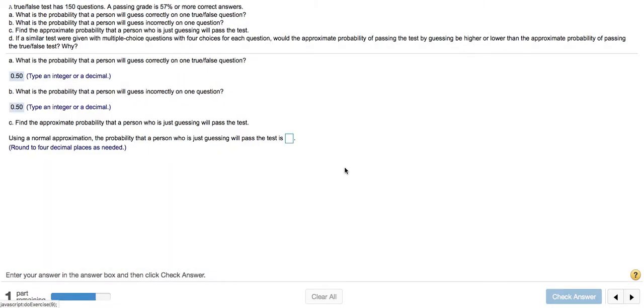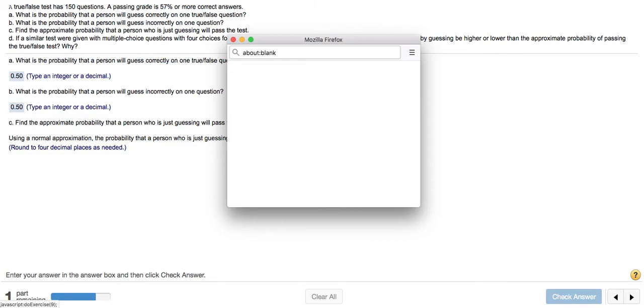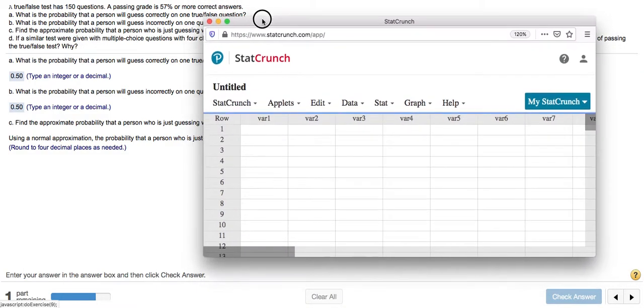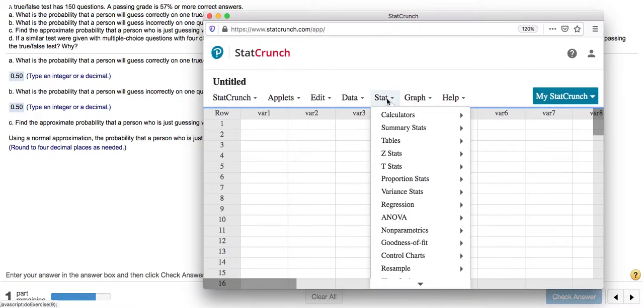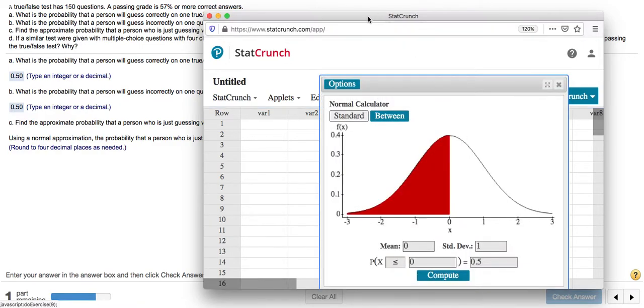And part C says, find the approximate probability that a person who is just guessing will pass the test. And we're going to use the normal approximation to figure this out. So in StatCrunch, go up to Question Help and open up StatCrunch. I'm going to use the normal calculator. So let's open that up. I'll go to Stat, Calculators, and select Normal.